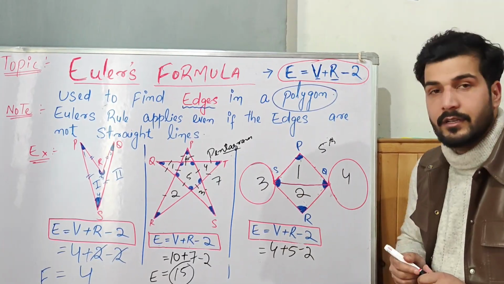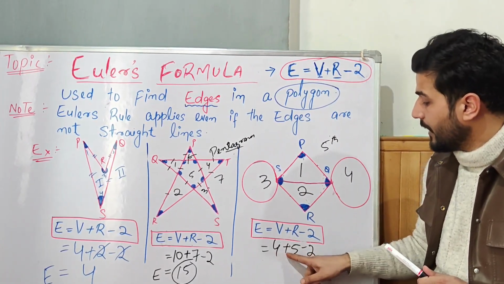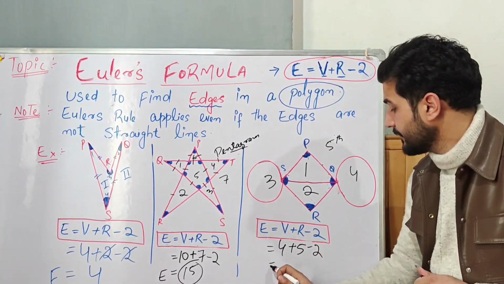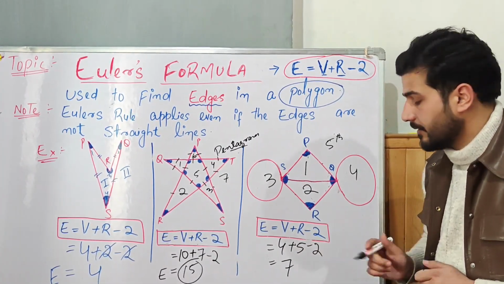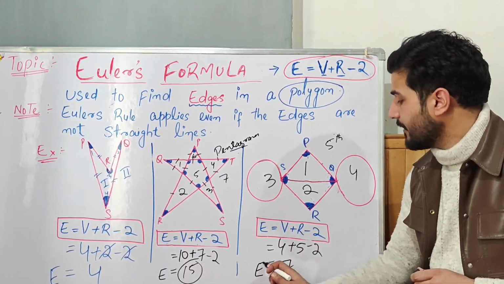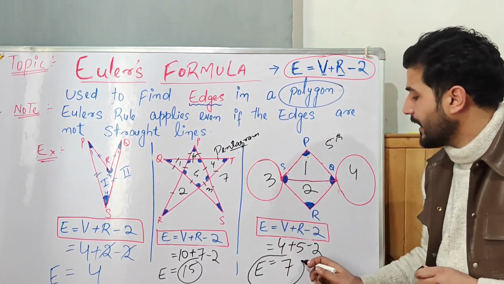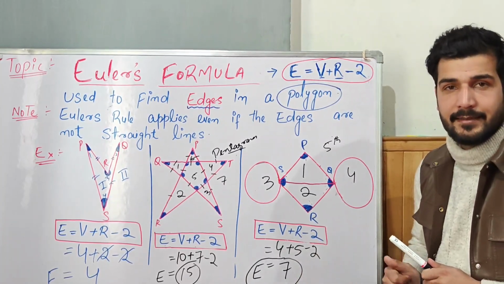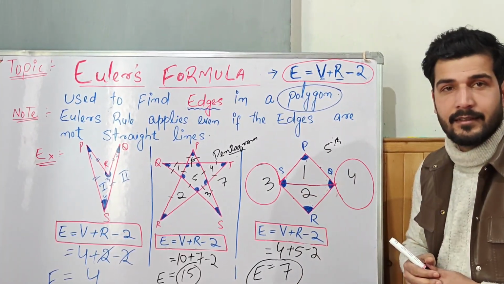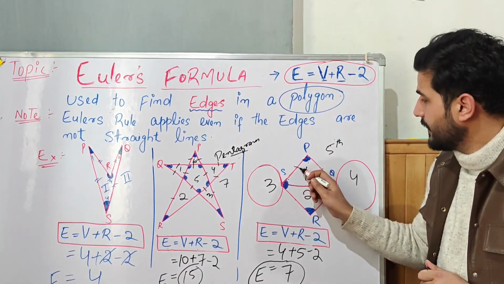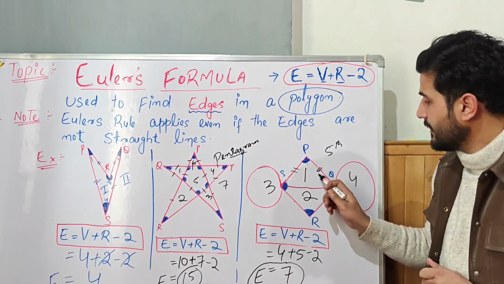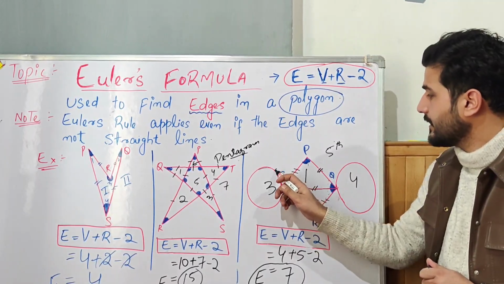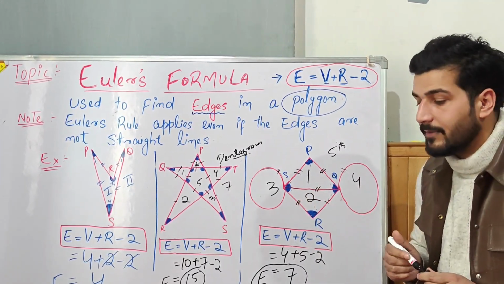Okay, so 5 plus 4 is 9. 9 minus 2 is 7. So what is this 7? This 7 represents the number of edges. So there will be 7 edges in this polygon. We will count it. This is first edge, this is second, third, fourth, fifth, and this is 6th, and this is 7th. There will be 7 edges.